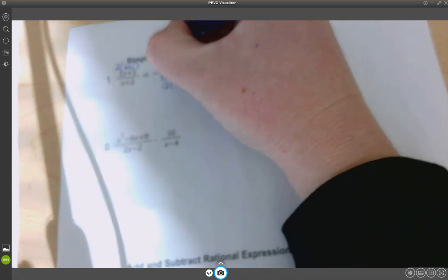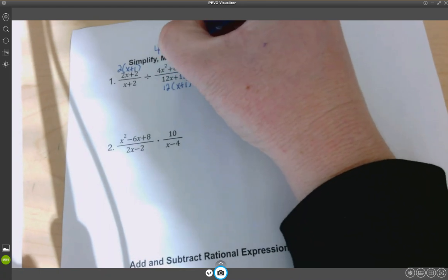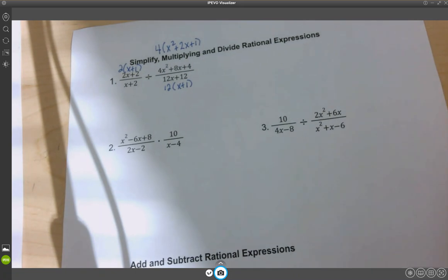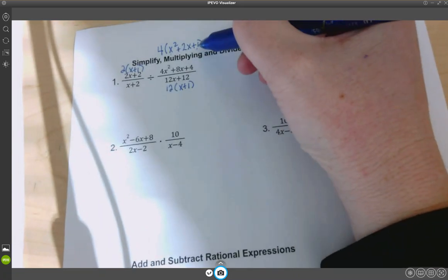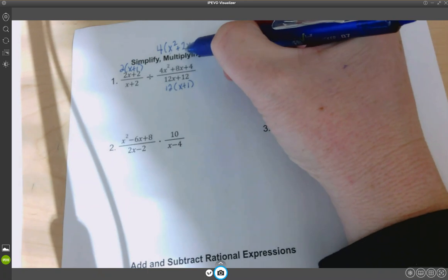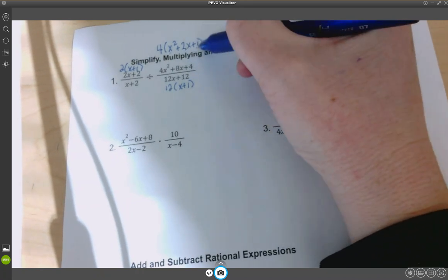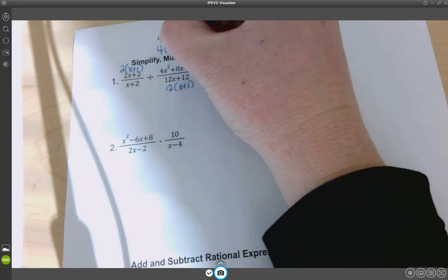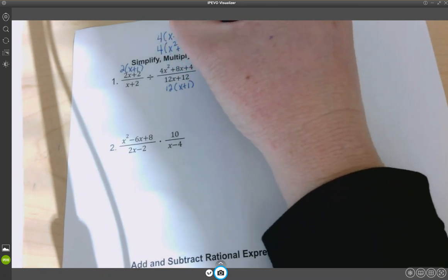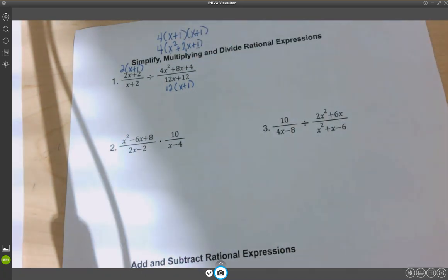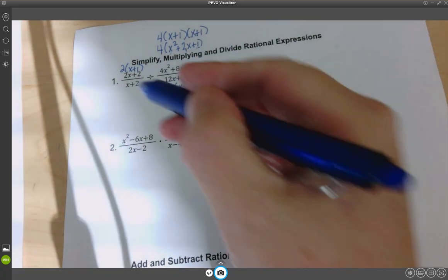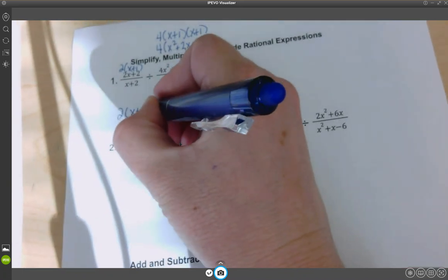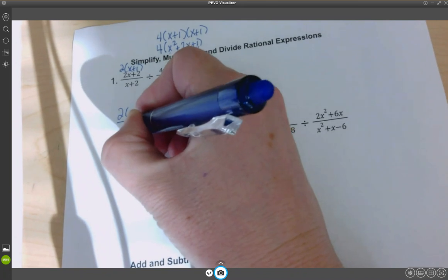If I factor out a 4, I would have x squared plus 2x plus 1. And then this will factor: the numbers that multiply to 1 and add to 2 are 1 and 1. 1 times 1 is 1, 1 plus 1 is 2. So that 4 stays outside. I have x plus 1 times x plus 1. All right, so I'm going to bring down this one: 2 times x plus 1 over x plus 2.